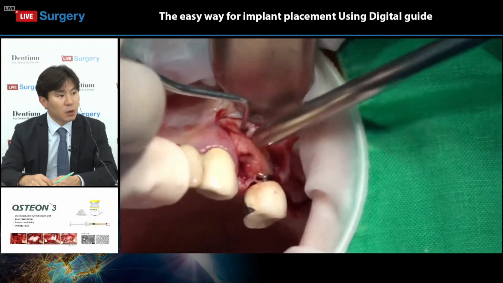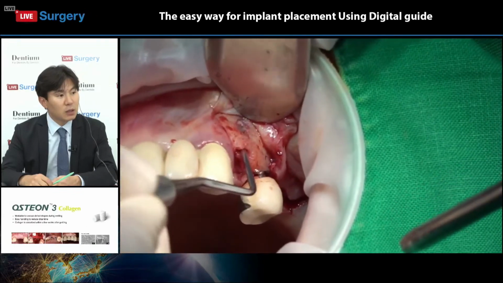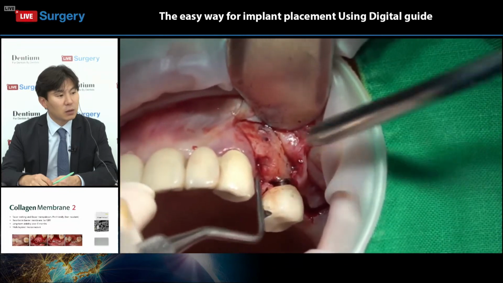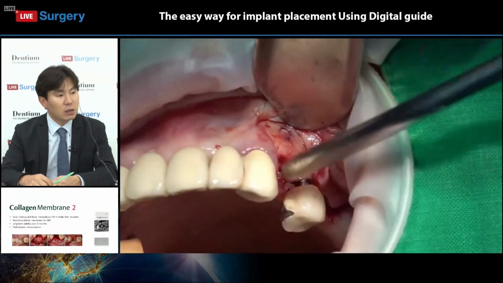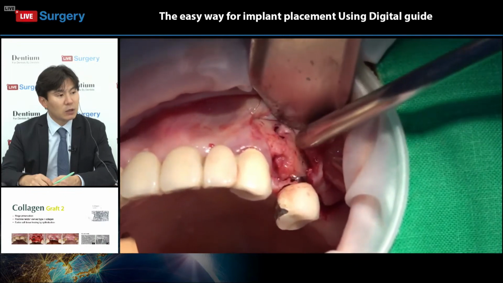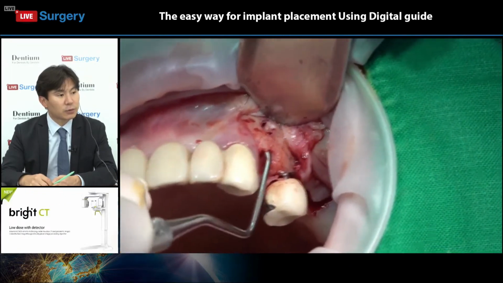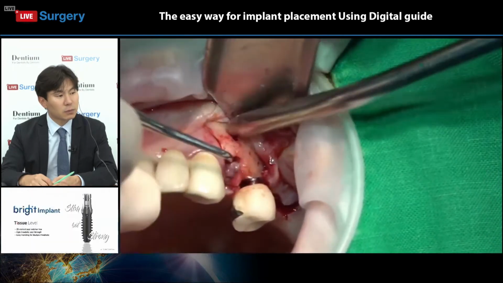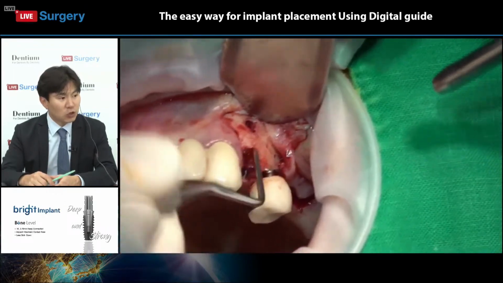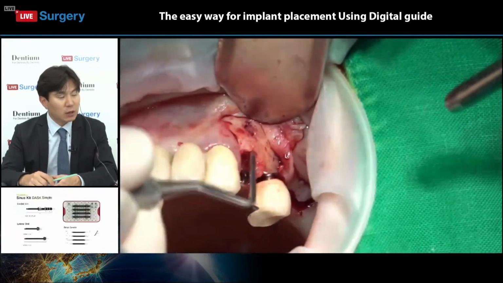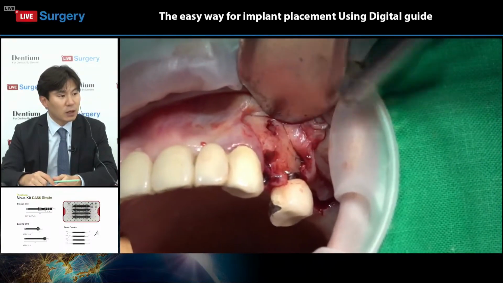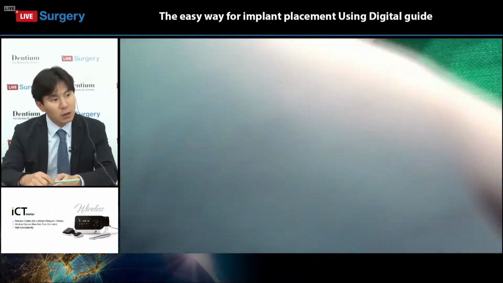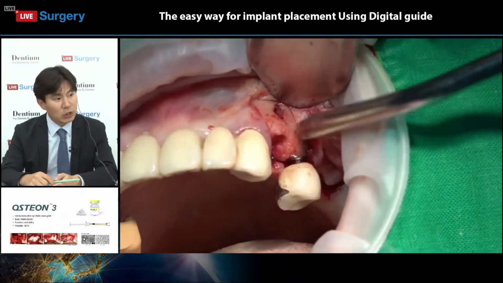And from the buccal side, he pushes the tissue into the socket. Then he is trying to remove the granular tissue from the socket area. After pushing the tissue into the socket, he inserted the curette in the socket, and he degranulated the tissue from the socket.